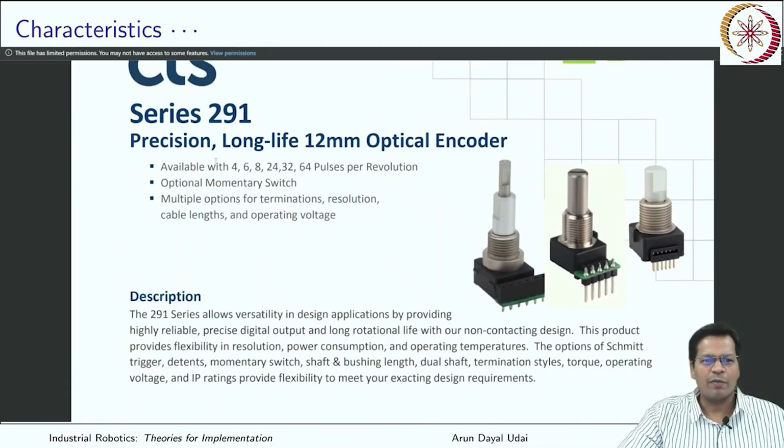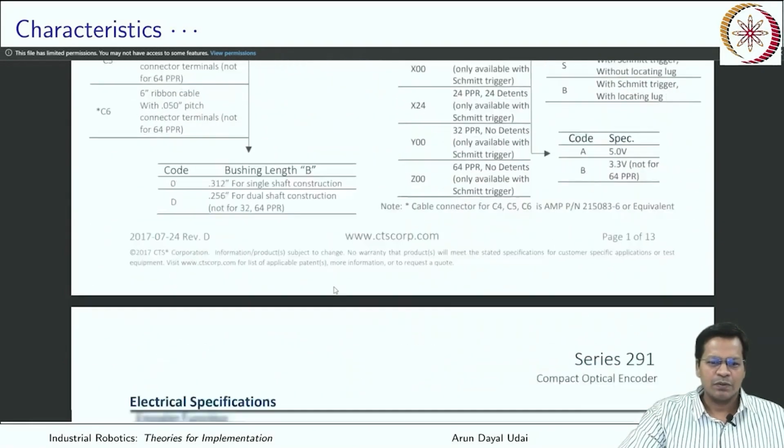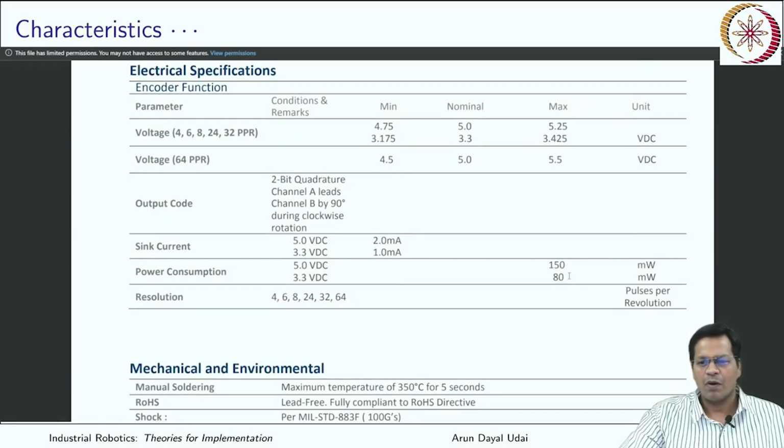This one is available with different pulses, such as 64 pulses per revolution. This is a small optical encoder. It may be useful for some small applications. Other parameters: 32 pulses per revolution, and the maximum is 64 pulses per revolution. Output is 2-bit quadrature in the form of channel A and channel B. Two channels are there. Sink current is at 5 volt, and power consumption at 5 volt is around 80 to 150 milliwatts.